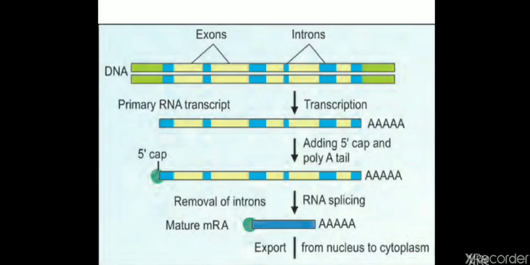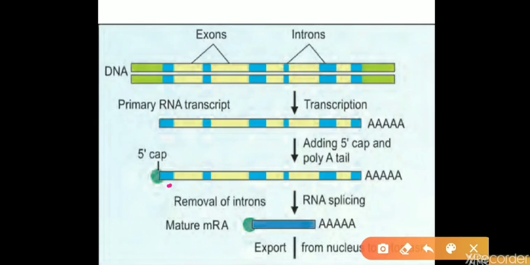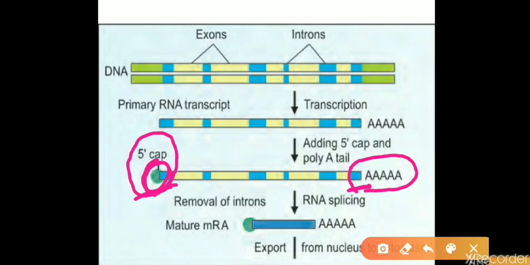Coming to the structure of the mRNA molecule, it is a single-stranded structure. One end is the 5' end, the other end is the 3' end. At the 5' end, there is a specific chemical molecule known as methylated guanine, and this methylated guanine forms a cap at the 5' end. At the 3' end there is a specific feature: multiple adenine bases are present at the 3' end. So the 5' end contains methylated guanine and the 3' end contains multiple adenine bases.